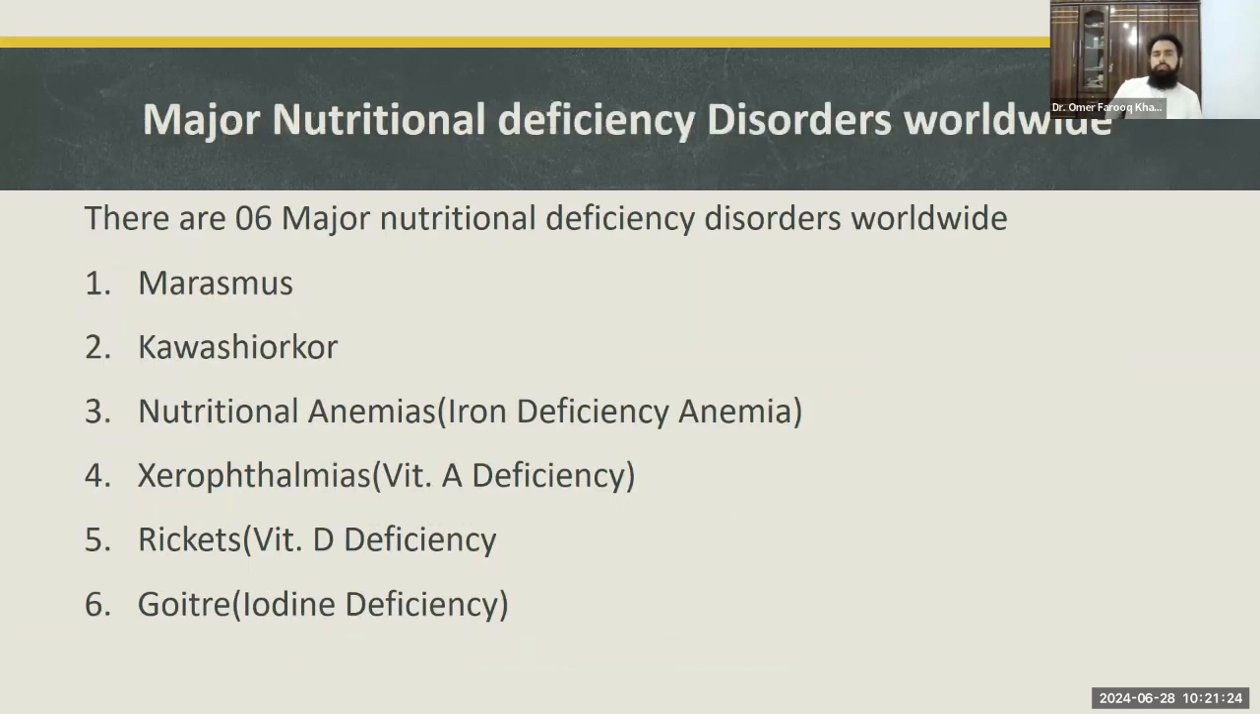Major nutritional deficiency disorders worldwide. There are many, but there are six major ones. Number one is marasmus. Number two is kwashiorkor. Number three is nutritional anemias, iron deficiency anemia. Number four is xerophthalmia, vitamin A deficiency. Number five is rickets, bowing of the bones, due to vitamin D deficiency. Number six is goiter, enlargement of the thyroid gland, due to iodine deficiency. So there are six major nutritional deficiency disorders worldwide.